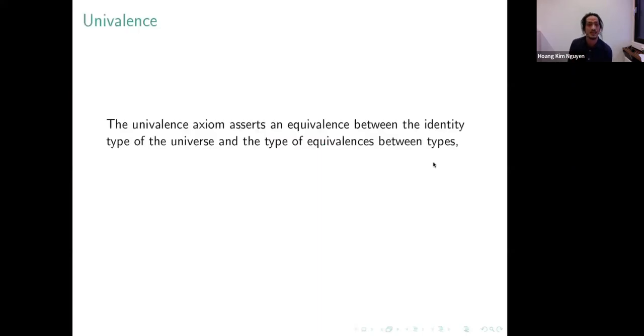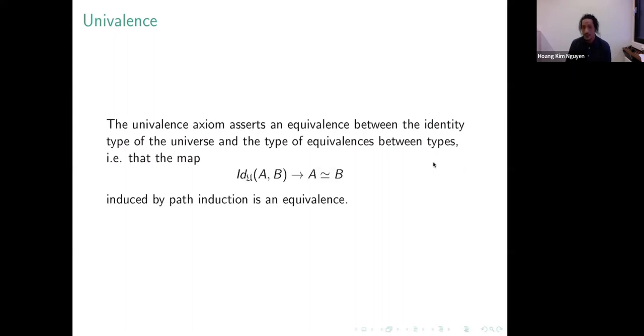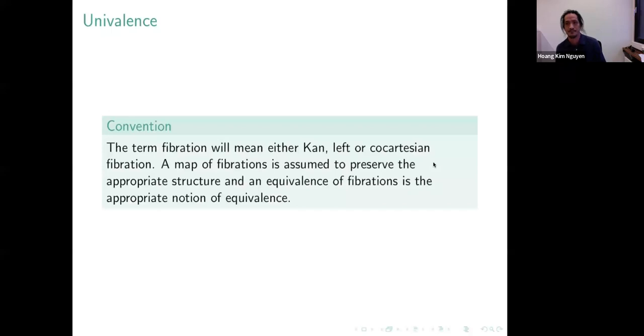Univalence asserts an equivalence between the identity type of the universe and the type of equivalences between types. Even more precisely, path induction gives you a map, and this is supposed to be an equivalence. For the rest of the talk, when I say something about fibrations, I will mean either Kan, left, or cocartesian fibration. Whenever I say map of fibrations, this is supposed to mean that it preserves the right structures. A map between cocartesian fibrations always means that it preserves cocartesian edges. The same goes for equivalence of fibrations, the appropriate notion of equivalence, which in all cases is fiberwise.